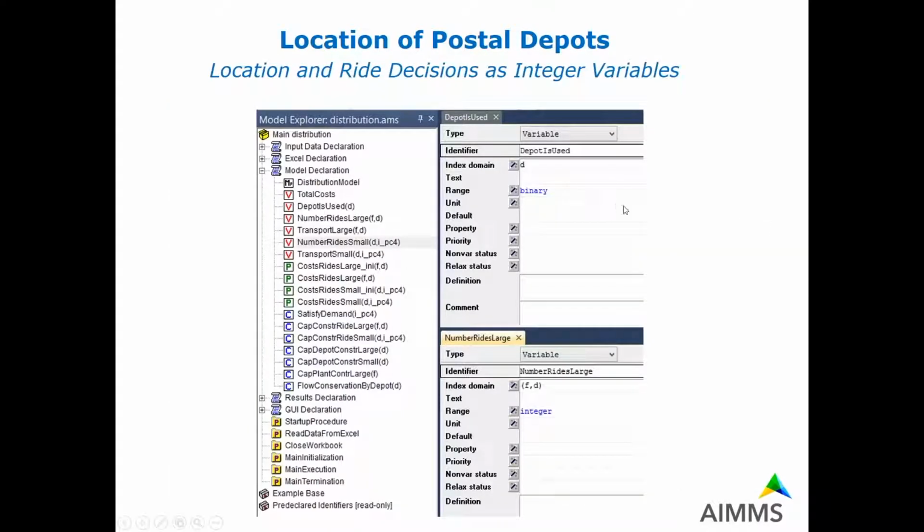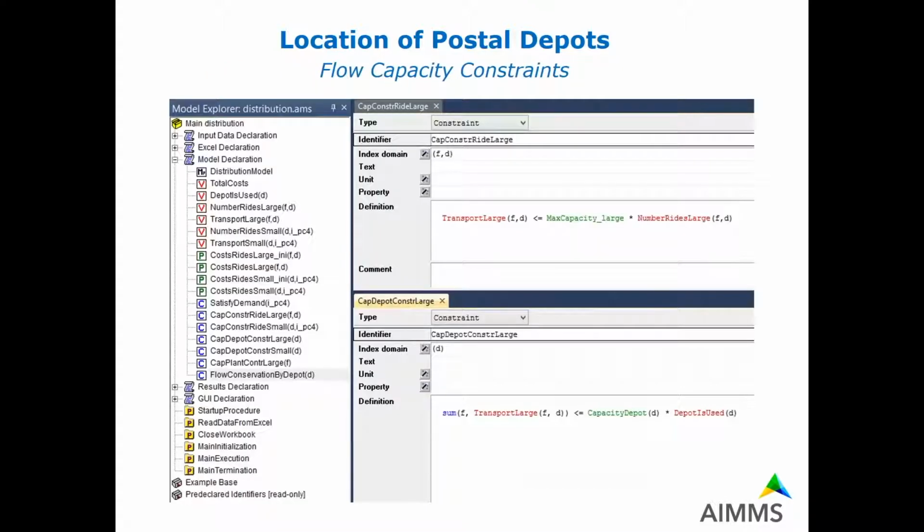So, as in the previous example, we also have here a binary variable whether or not a depot is used, but the main difference is that the flow is actually measured by integer variables in how many rides are performed between two sites. Also, there are constraints on the flow variables. So the flow, the transported amount, cannot be more than the number of rides multiplied by the maximum capacity of one ride.